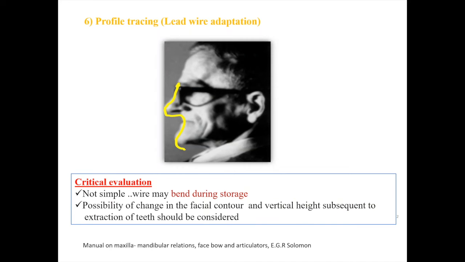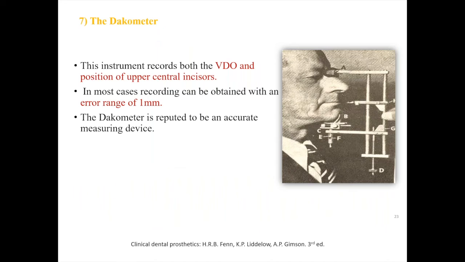Coming to the profile tracing, it's done with the lead wire adaptation. Wire is molded to contour the face starting from the eyebrows to just below the chin along the midline. Critical evaluation is that with the extraction, there can be change in the facial contour and vertical height. The Decometer is an instrument that records both the vertical dimension of occlusion and the position of upper central incisors. It's a reputed accurate measuring device.